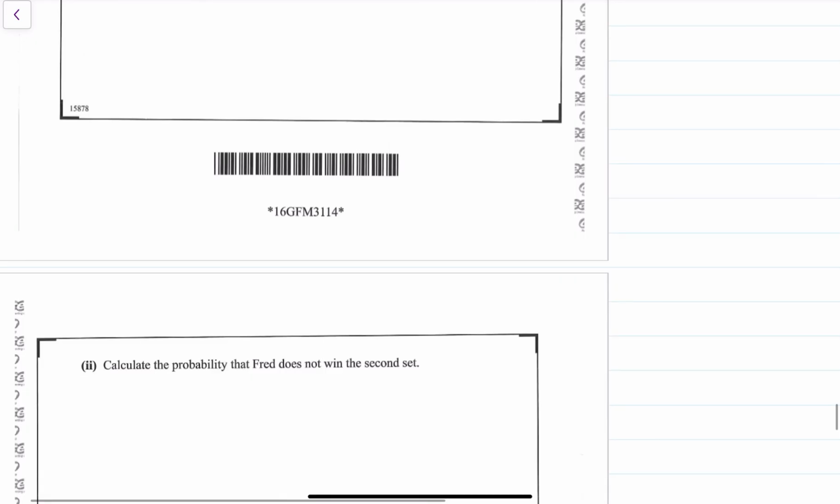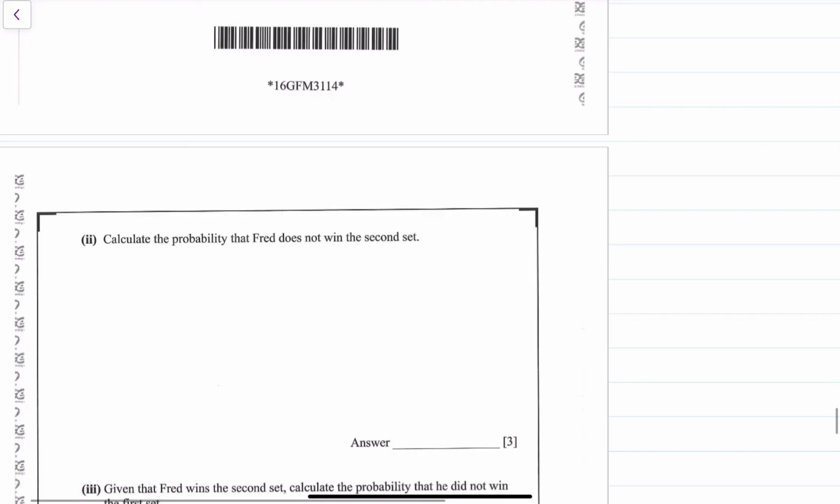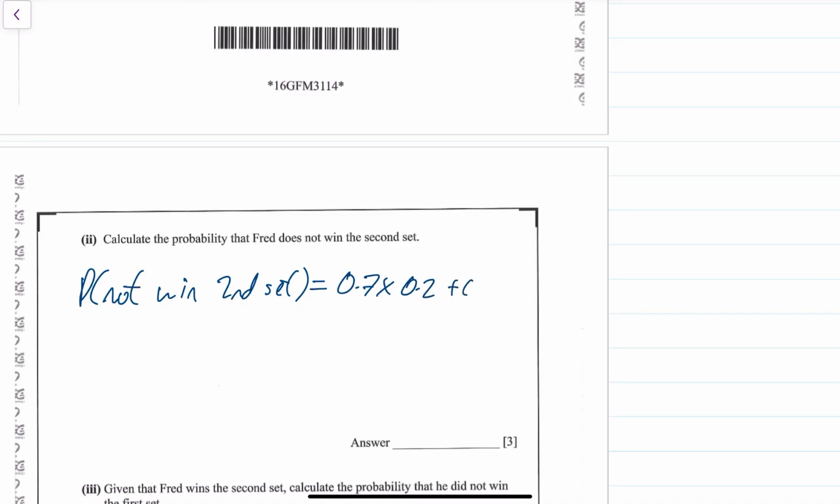It says, calculate the probability that Fred does not win the second set. So does not win the second set, it would be here or here. So it's going to be 0.7 times 0.2. So along this branch, 0.7 times 0.2 or 0.3 times 0.6. So let me just write that in. So probability, we'll say not win the second set is 0.7 times 0.2 plus 0.3 times 0.6.